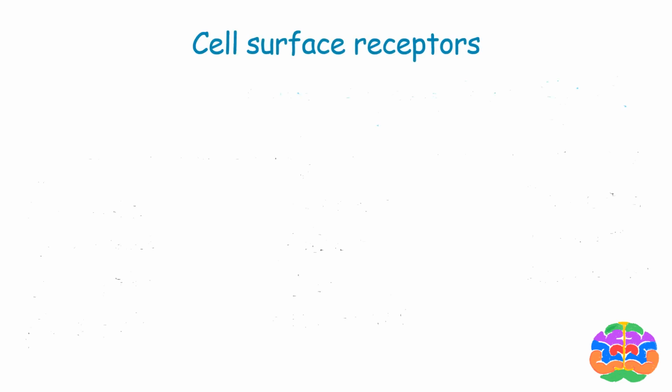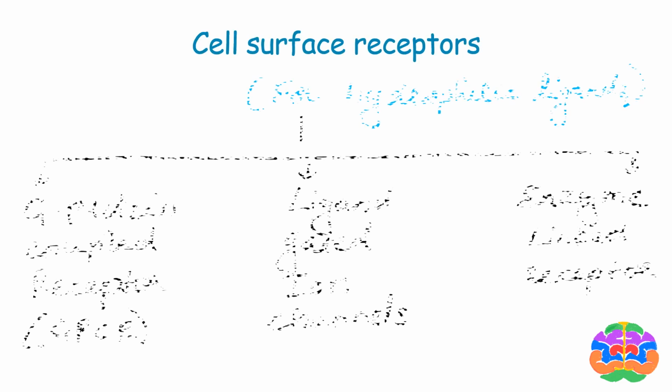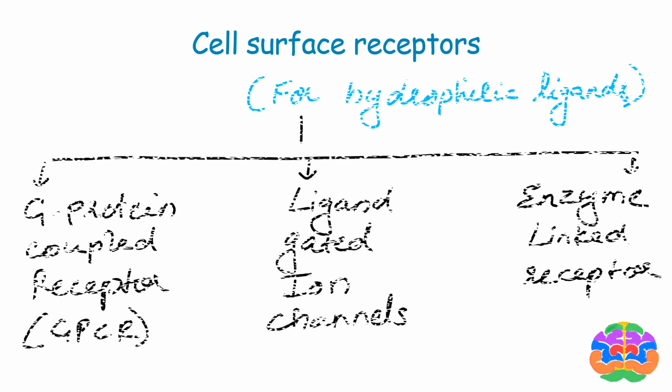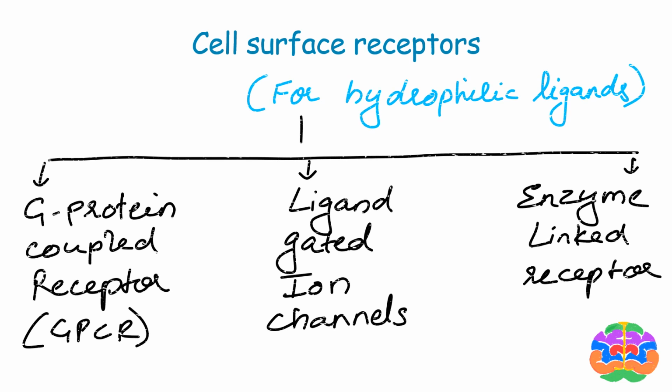Now, let's talk about the cell surface receptors. How can they be classified? Cell surface receptors mainly bind with hydrophilic ligands. As we discussed in our previous lecture, a few hormones are protein hormones. They are water soluble, they are hydrophilic. So, for such hormones, the receptors are mainly present on the cell surface. These include the G protein coupled receptor, ligand gated ion channels, and the enzyme linked receptors.